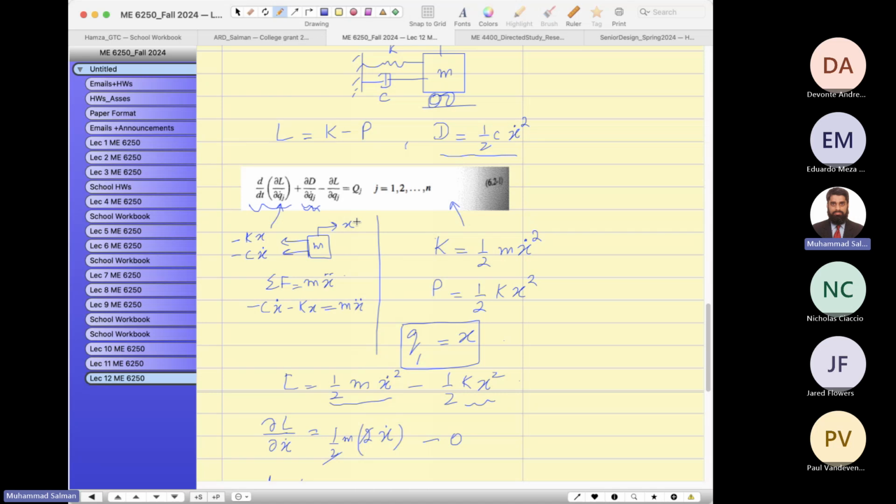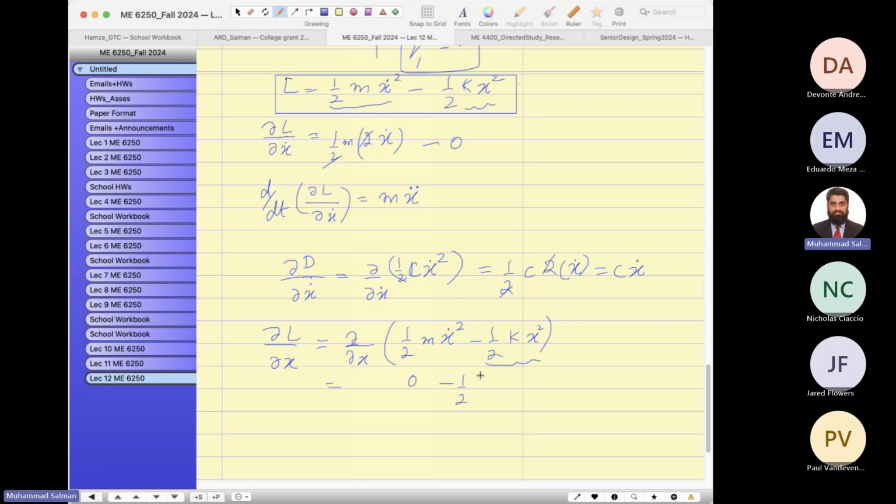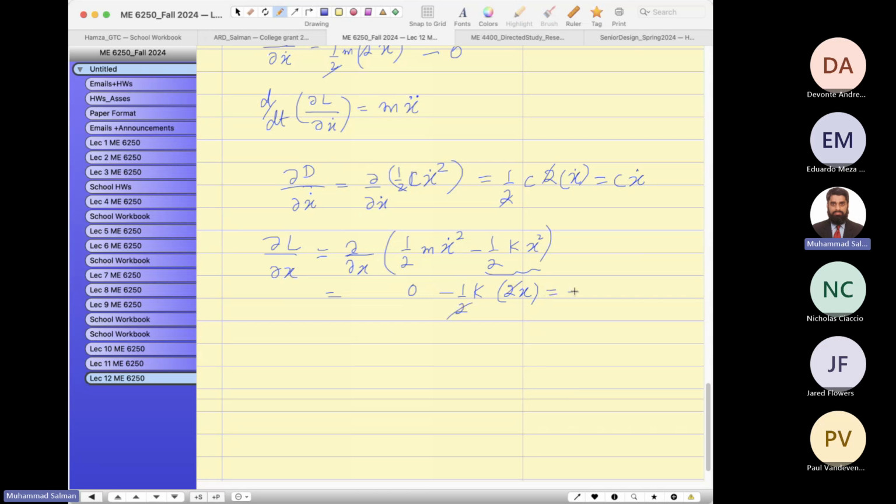And let's go for the negative sign here, partial L by partial q sub j. So partial L by partial x. q sub j means x in our case here. This whole equation is the Lagrangian. We call this the Lagrangian. So partial by partial x, let me rewrite here, partial derivative with respect to x of one half m x dot square minus one half k x square. This term goes to zero because it does not have any x variable. But for the next term, the partial derivative with respect to x, half is outside the parenthesis, k is outside, so two times x. So you're left with negative kx.